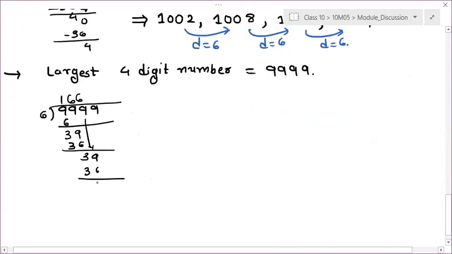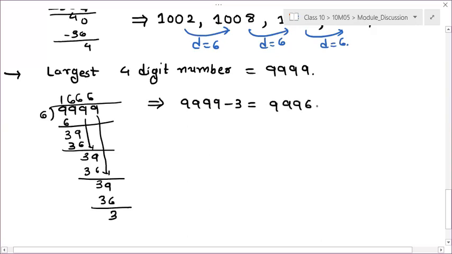6 6s are 36, again 39. Right. Now 6 6s are 36. It is 3. So our remainder is 3. So it implies 9999 minus 3, which is 9996, is divisible by 6. Are you getting my point?